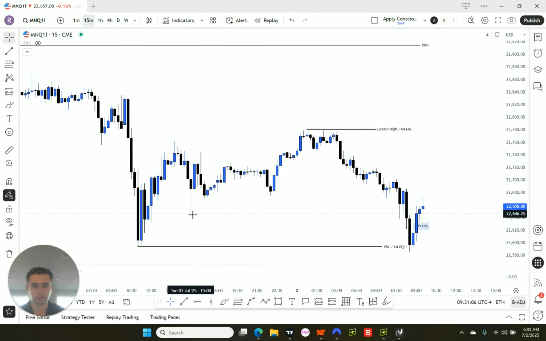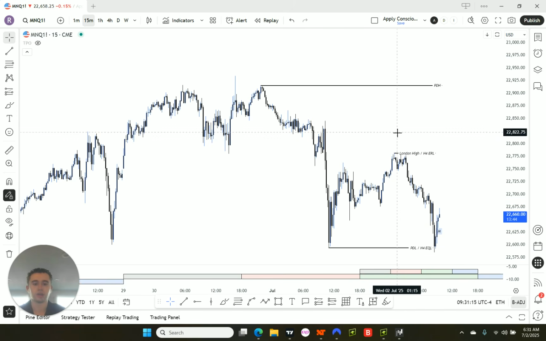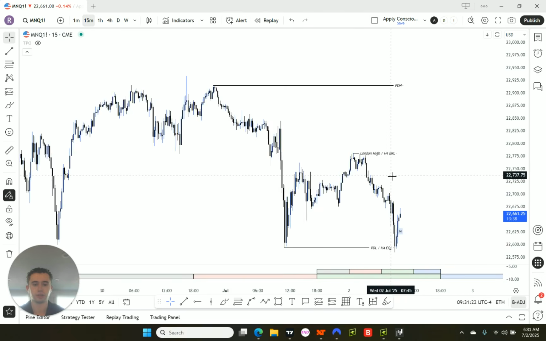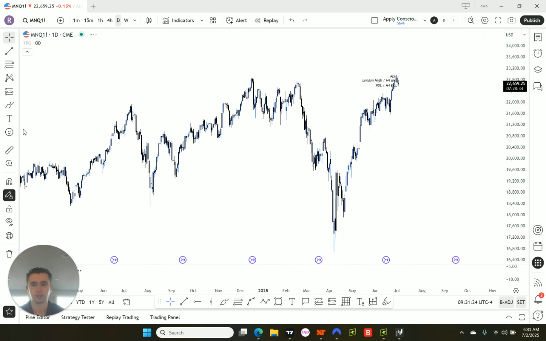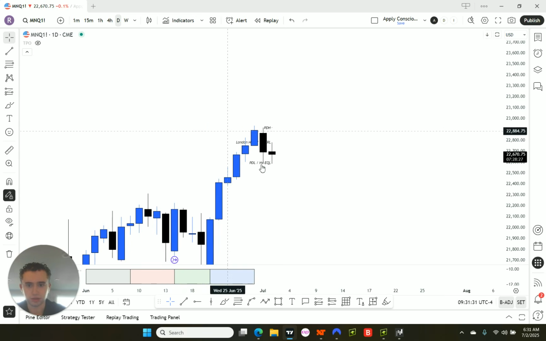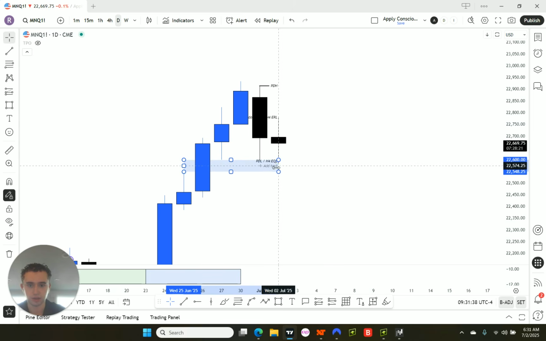Asia lows were traded into in New York AM, but this is the most recently traded into level as previous daily low. So, let's see. We got London highs. I think that's all the levels that I'm interested in right now. Going to daily, look at context-wise. So these equal lows happen to be a daily fair value gap as well. Daily external range liquidity up higher.